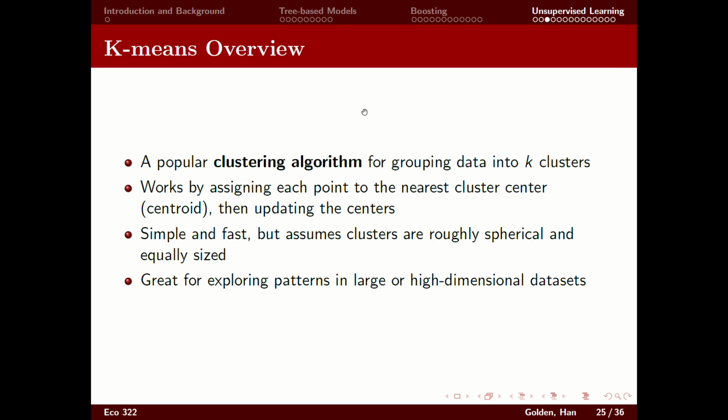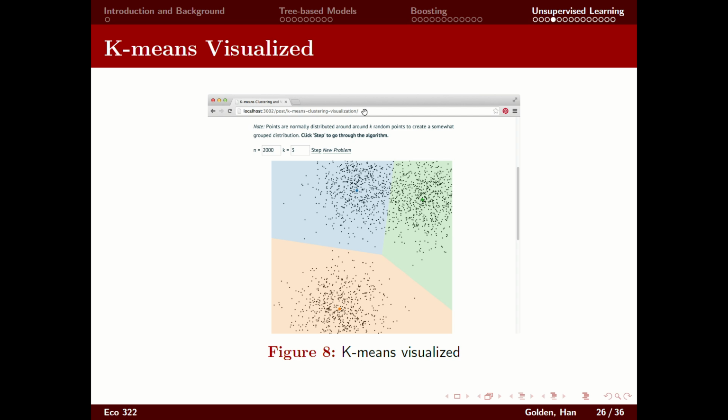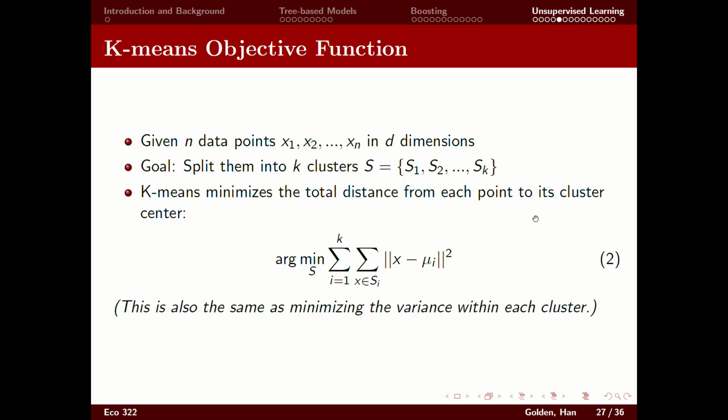In k-means, you don't necessarily have to assume that the clusters are roughly spherical and equal size. They could be any size. In fact, clusters will be larger or smaller based on the structure of your data. So here's some k-means visualization. As you can see, the clusters are not necessarily the same size.